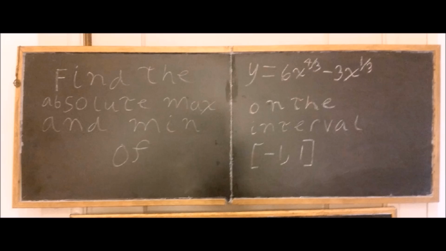Today on Philosophy Naturalis, I would like to share with you how to utilize the skill we learned in the previous episode in an actual calculus problem, in which we will be finding the absolute maximum and absolute minimum points of the function y equals 6x^(4/3) minus 3x^(1/3) on the interval -1 to 1.